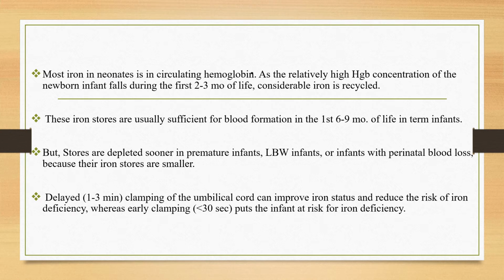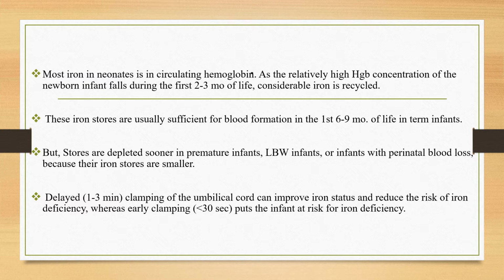Most iron in neonates is in the circulating hemoglobin, because erythropoiesis is everywhere during the intrauterine period. There is a relatively high concentration of RBC and also a high hemoglobin level in the newborn. This high hemoglobin concentration of the newborn infant falls during the first 2 to 3 months of life. Then considerable iron will be recycled. These iron stores are usually sufficient for blood formation in the first 6 to 9 months of life in term infants. But stores are depleted sooner in premature infants, in low birth weight infants, or infants with perinatal complications, because their iron stores are smaller.